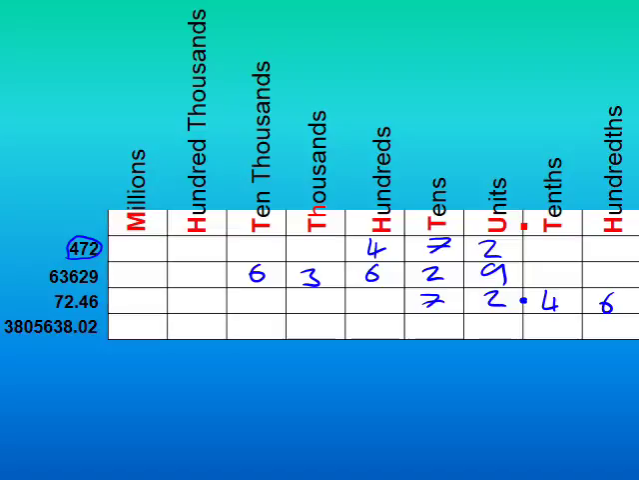And last one, we've got 3,805,638.02. As long as you get the first one correct, 3 million, 3 is in the millions, the rest of it just flows on as we would just write the values down. 38.02, and that is all those values done correctly in terms of their place value.